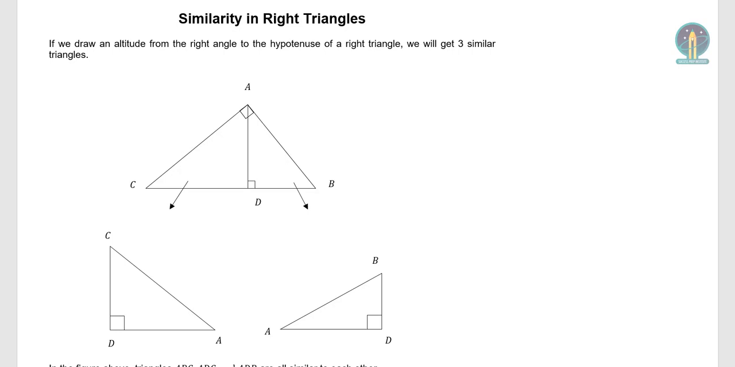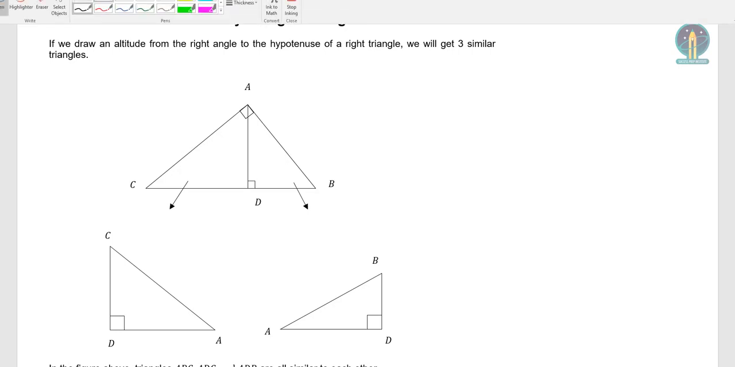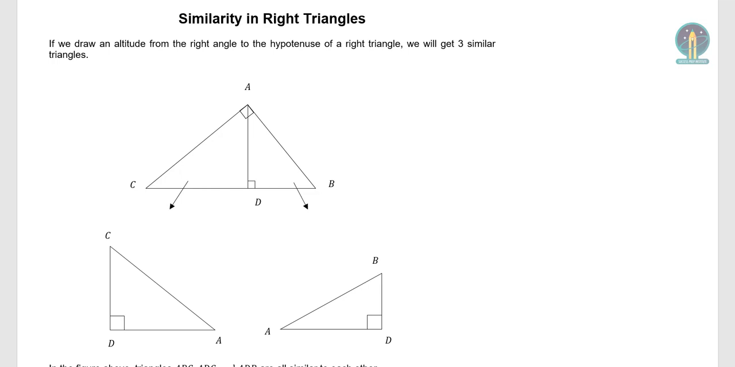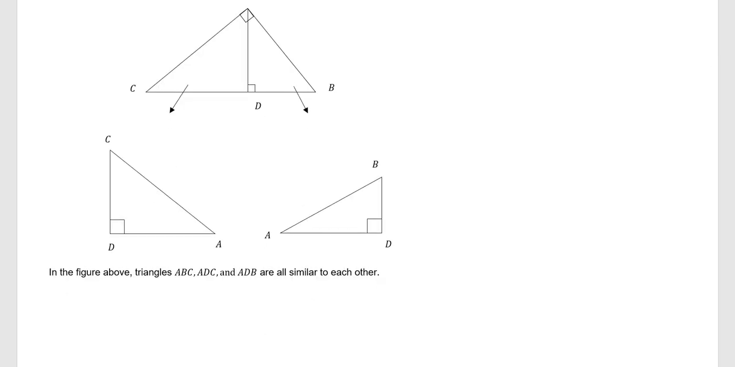In this concept, we're going to talk about similarity in right triangles. If we have a right triangle and we draw an altitude from the right angle to the hypotenuse, so we have right triangle ABC, and we draw the altitude AD, then we get three similar triangles. They're similar in that the ratios of the sides are similar. So in the figure above, triangles ABC, ADC, and ADB are all similar to each other.